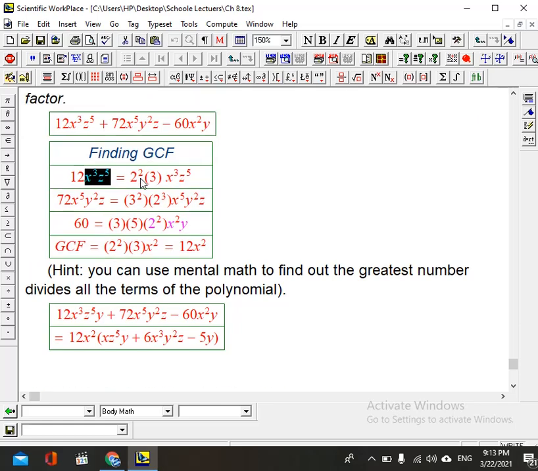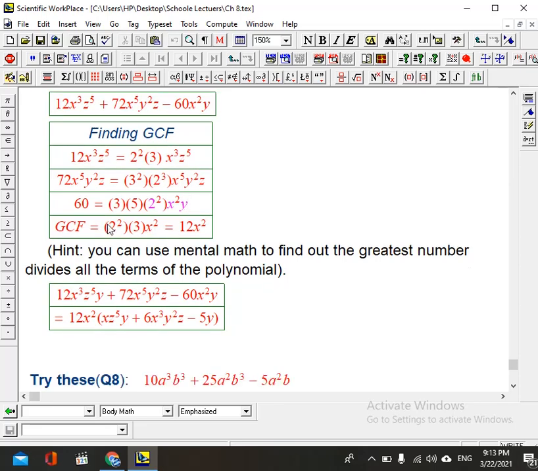Finally, I will look for the common factors, which is 2. In my case, I will take the lowest exponent, which is 2 squared. 3 also, and the lowest exponent is 3 to the first. And x squared is common for the variable, so I will put x squared. I will ignore z and y because they do not exist in every term. Here there is no z and here there is no y, so y and z are not common, so I will leave them. Finally, the greatest common factor will be 12x squared.